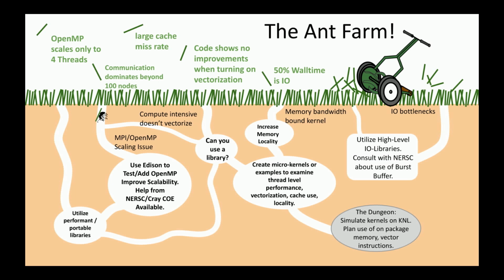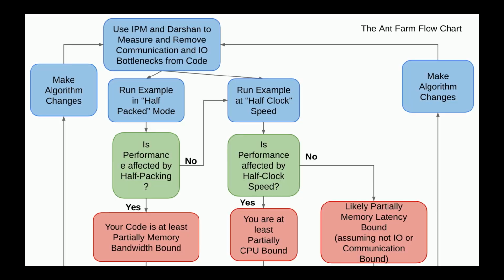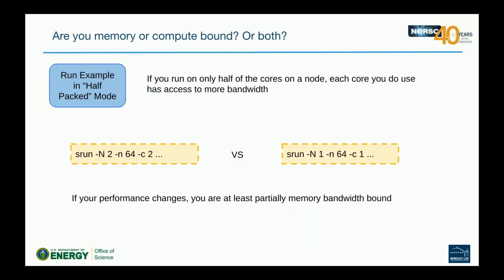The idea here is that there are always these blades of grass sticking up. What you really need to do is continue running the lawnmower over them, cutting down the highest blades of grass to figure out why that piece is sticking out. And there are various things you can do with it. So we turned this into a flow chart. I'm going to talk about a couple of steps and then how the roofline model will fit in here in a second.